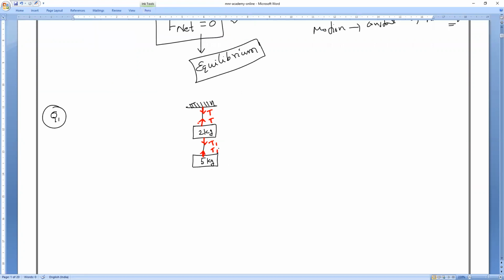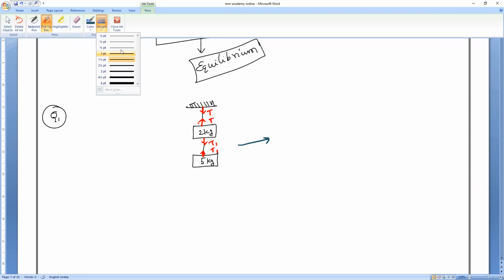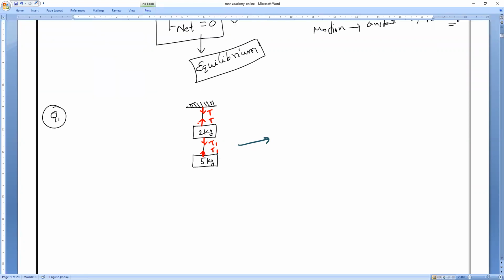So let us draw the free body diagram for T1. We all know free body diagram. Can you tell me what the free body diagram for T1 is? First, the 5 kg mass. Something is acting in the downward direction. What will act downward? Weight. Weight is equal to mg, where m is 5, so it is 5g. Then something is acting upward direction. What is that? T1.